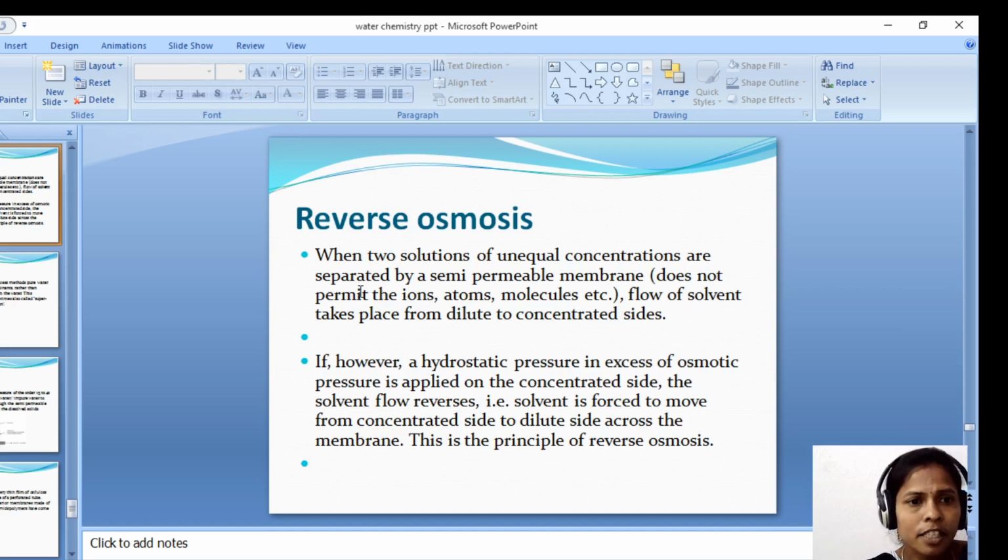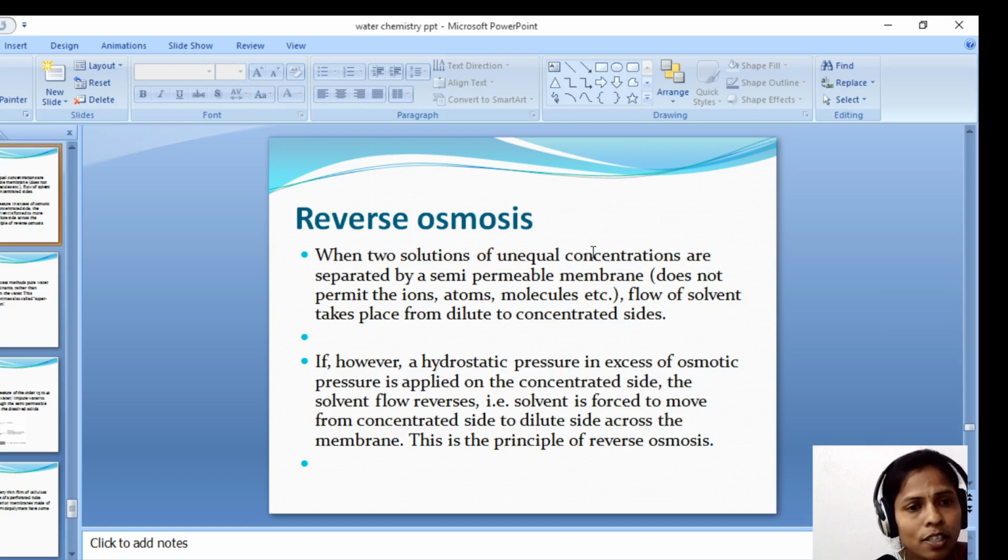In the reverse osmosis process, we apply an external force. First let us see what is meant by osmosis. Osmosis is when two solutions of unequal concentrations are separated by a semi-permeable membrane, and the flow of solvent particles takes place from the dilute to the concentrated side. So what is the osmosis process? Osmosis is nothing but the transfer of solvent particles from the dilute solution to the concentrated solution.